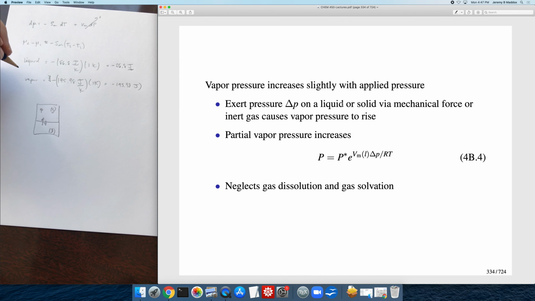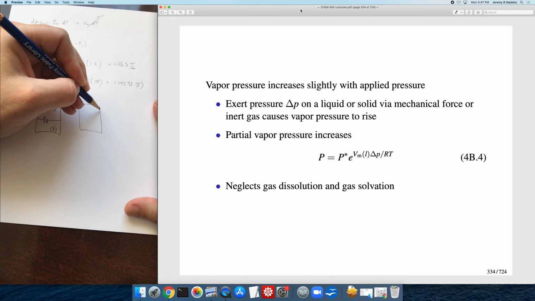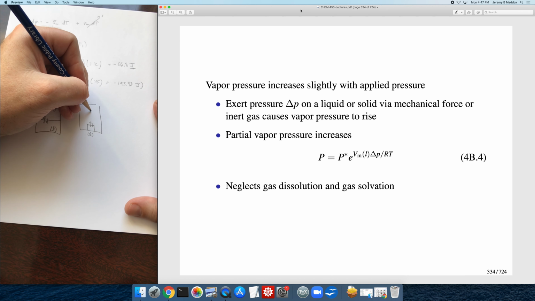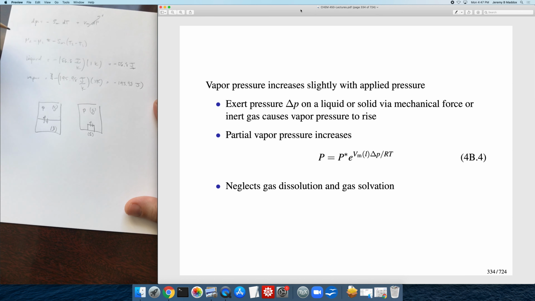Here what they're saying, and you can do this for solids as well, right? You can also do it for a little solid sitting at the bottom. You've got your solid here. It is in equilibrium with the vapor above it, and the partial pressure of the vapor above the solid is called the vapor pressure of the solid.